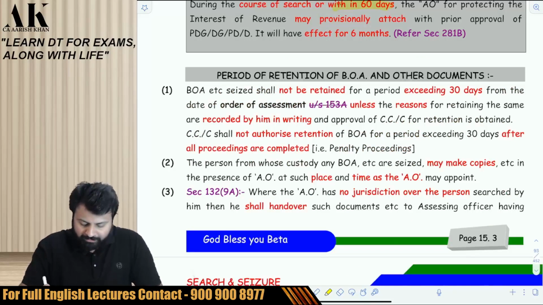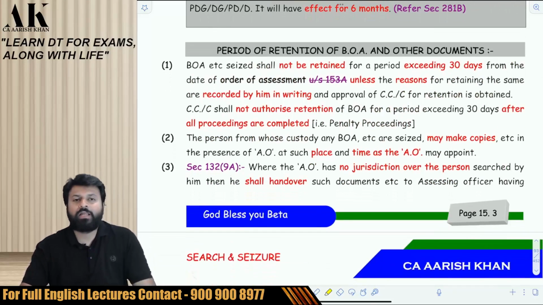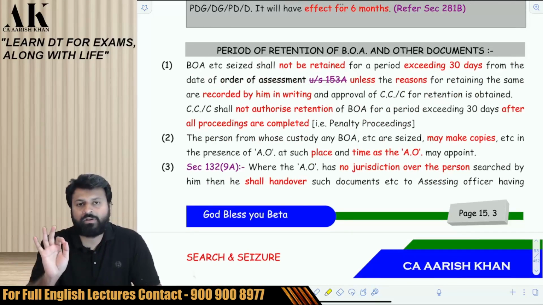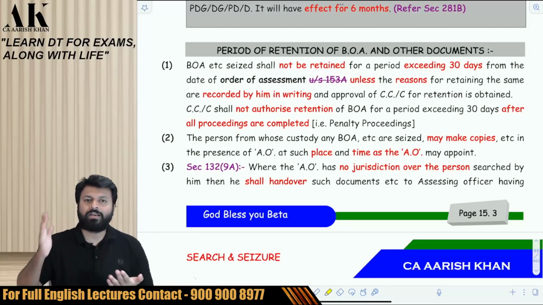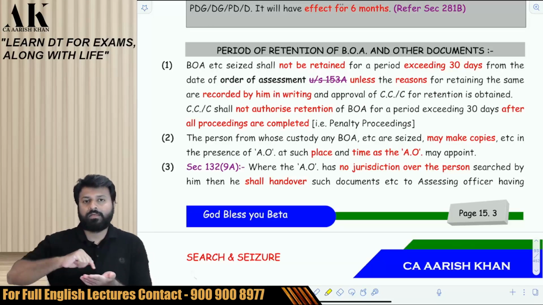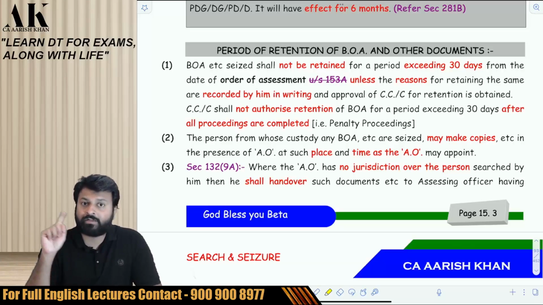Now let's move on to the next one, period of retention of books of accounts and other documents. Now, the books of accounts which are seized by the department during search and seizure, for how long can they keep them? They can keep them for 30 days after the assessment is completed. Now, please understand that after the search and seizure is completed, there will be an assessment which will be done with you under section 147.